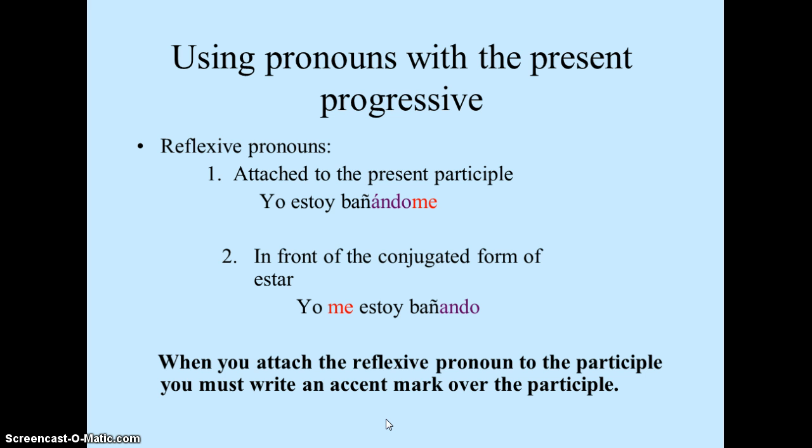Like I said, when you attach the reflexive pronoun to the participle, you must write an accent mark over that participle, so over the ando or yendo, depending on what kind of verb you're using. Okay, so reflexive pronouns can either go attached to the end or in front of the conjugated form of estar.